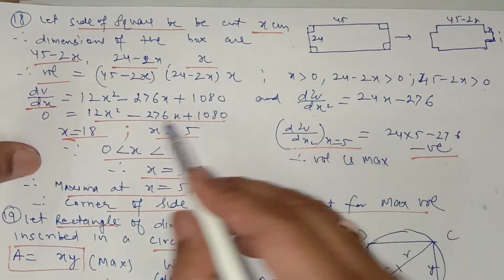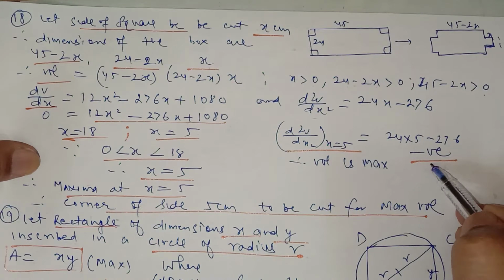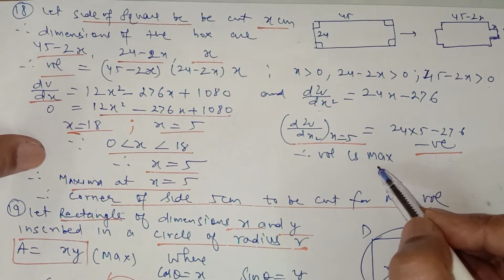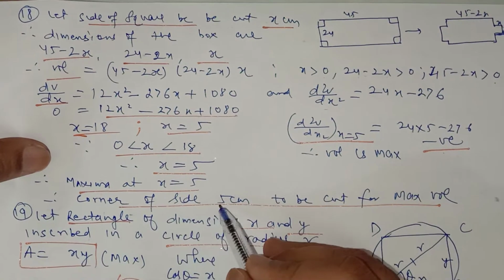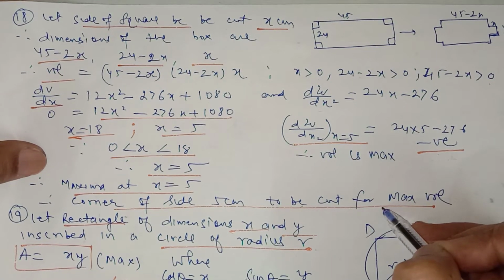And the second derivative, which you find of this first derivative, we are getting it will be negative at x equal to 5. So the volume is maximum when x equal to 5, so the maxima is at x equal to 5. The corner of side 5 centimeters is to be cut so that it will have maximum volume.